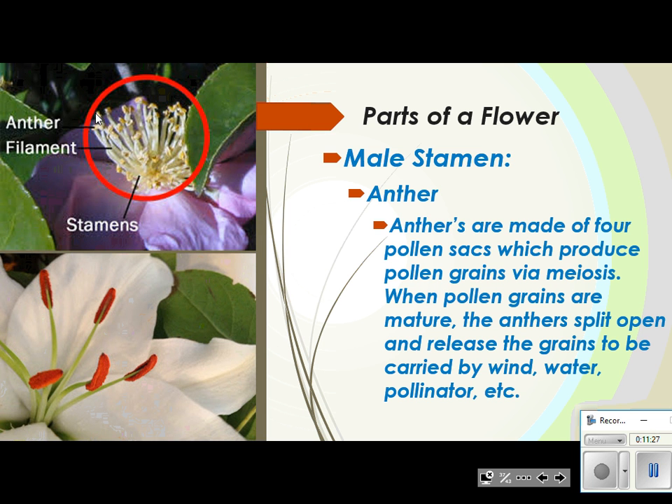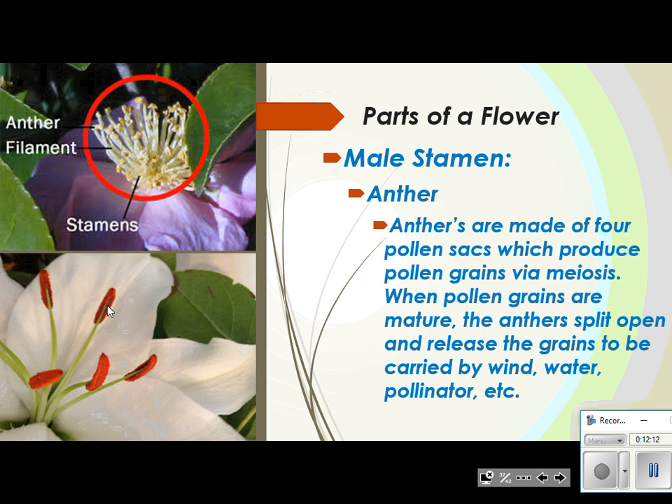If you look at this picture here, this whole thing circled is the stamen. And if you look, they have little tops, which are the anthers, and stem-like projections here are the filaments. Here's a little better picture because you have this filament coming up through the middle of the flower. Here is a greenish color, and this reddish orange color here is the anther. Now what the anthers are is made of 4 pollen sacs that produce pollen grains via meiosis. The pollen grains mature, and then the anther will split open.